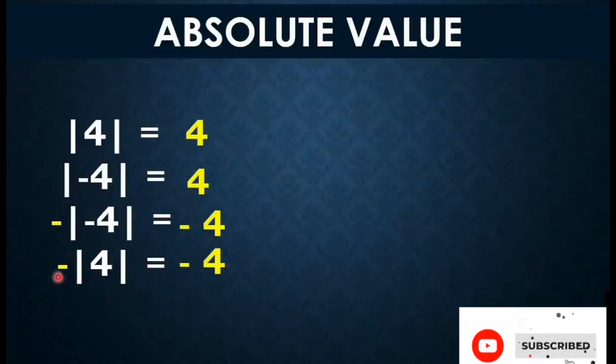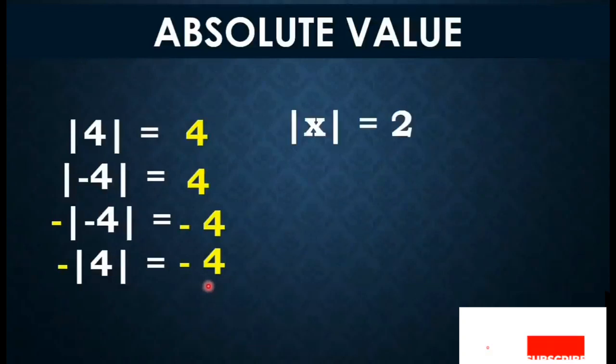Students, the negative of the absolute value of positive 4 is equal to negative 4 because the negative is outside of the absolute value. Then we will understand that negative 4 is the answer.